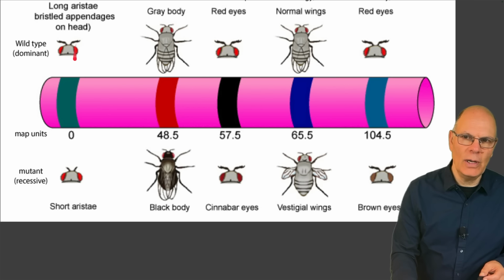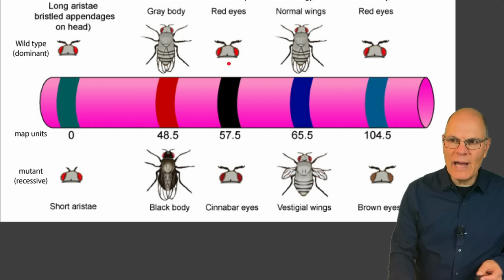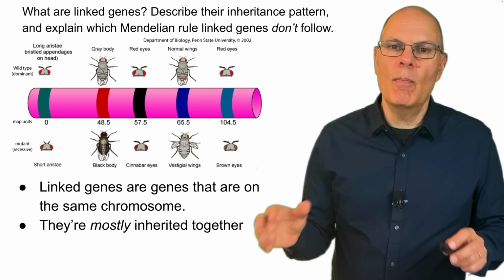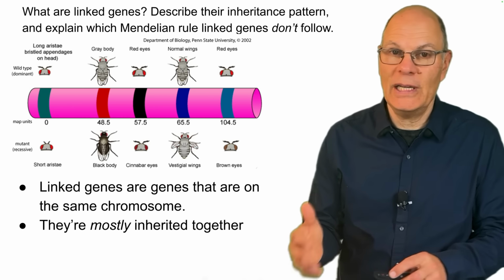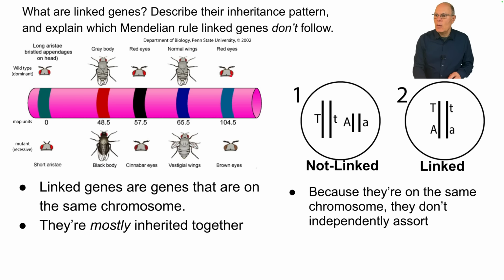One has to do with this kind of bristled appendages on the head. One controls body color. One controls one type of eye color. One controls wing length. These genes are mostly inherited together, which is different from the independent assortment that we saw with Mendelian genetics. Because they're on the same chromosome, these genes don't independently assort.